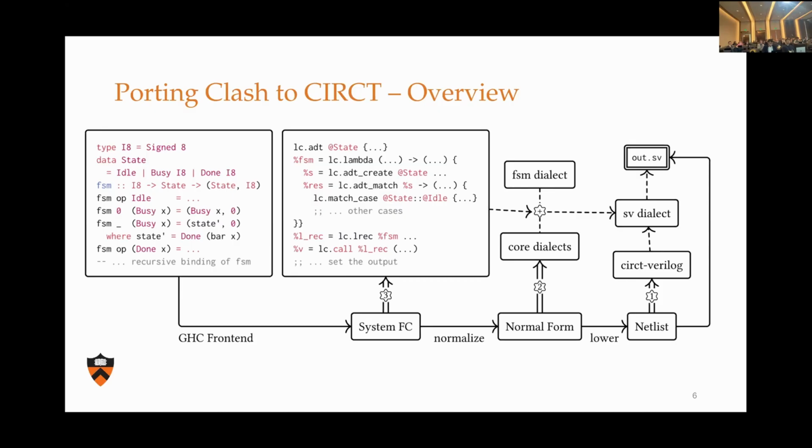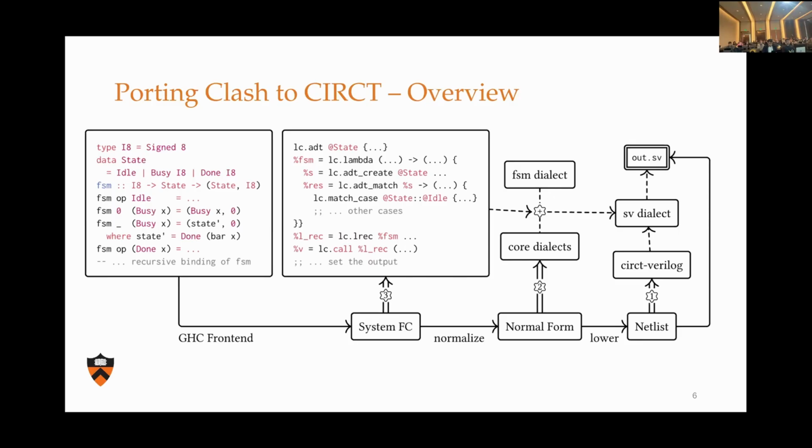The second approach would be to go from its normal form. That's one big thing that the Clash compiler does: once it reaches SystemFC, it will flatten and elaborate everything into this normal form that is basically like a giant SSA program that looks very similar to RTL. And so we could pipe that in directly to the core dialects because the abstraction level is very similar between the two.